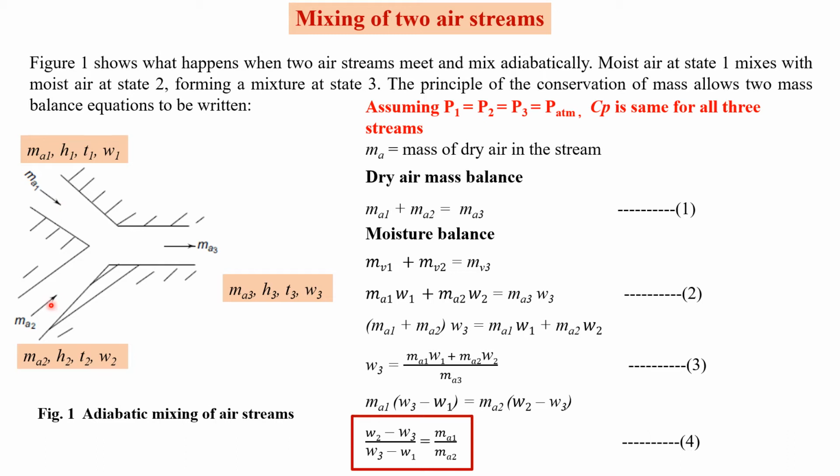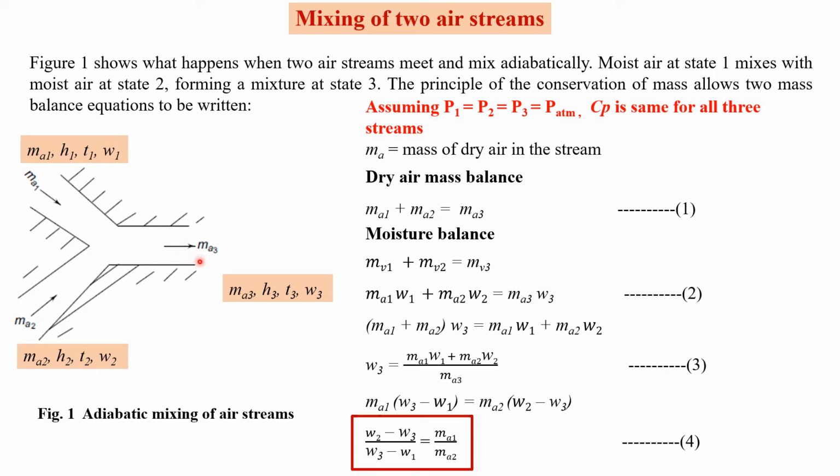Through the second branch of the duct, another air stream having a mass flow rate Ma2, a specific enthalpy of moist air as H2, at a dry bulb temperature of T2 and having a specific humidity of omega 2. So these two different air streams flow through these two ducts and they meet at a common point, and finally the mixture of these two air streams flows through the exit duct.